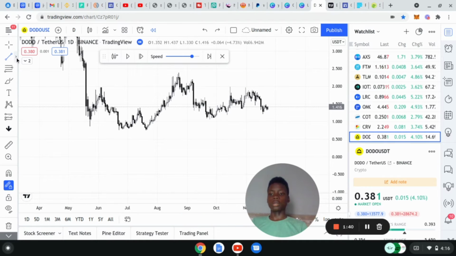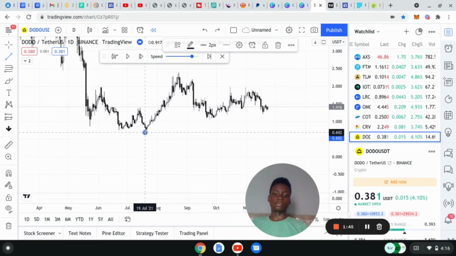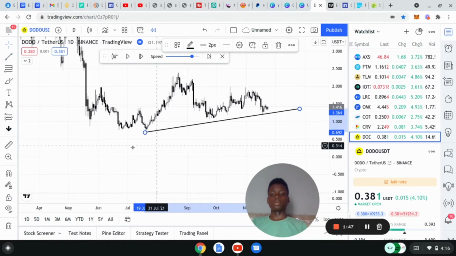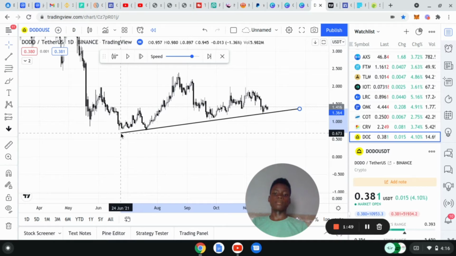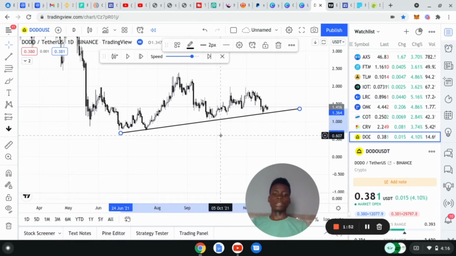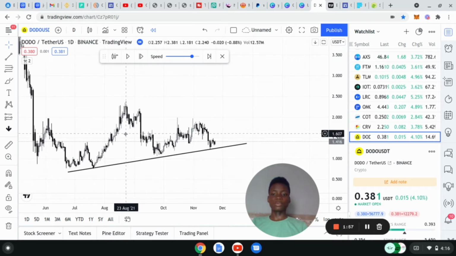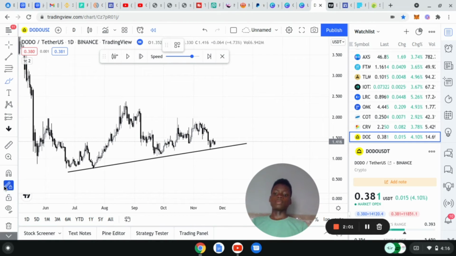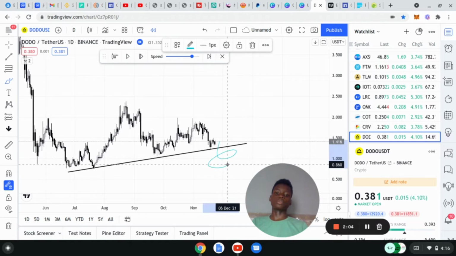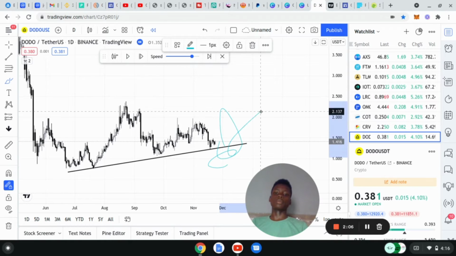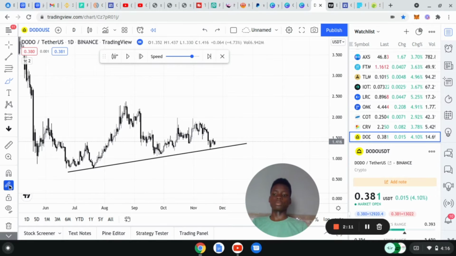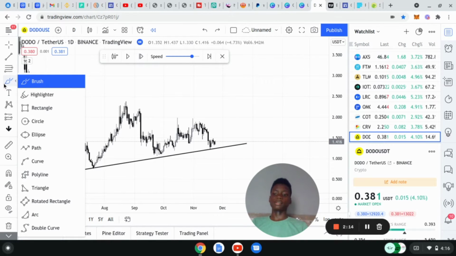So what do we do now? You can even still highlight this with a trend line here like this. Now this looks simpler. It shows you that Dodo is already on an uptrend. So as it's in an uptrend, we won't be looking for selling opportunities. Instead, we are looking for opportunities to buy. So we are looking for long opportunities here, not selling opportunities, because Dodo is in an uptrend.